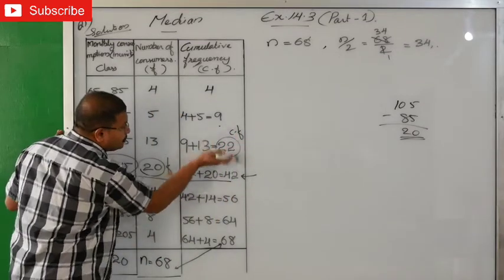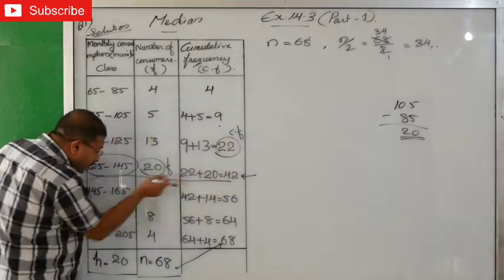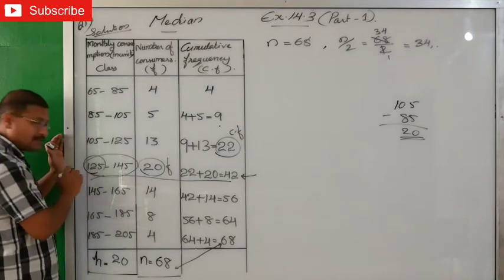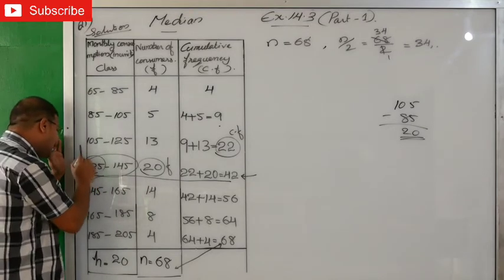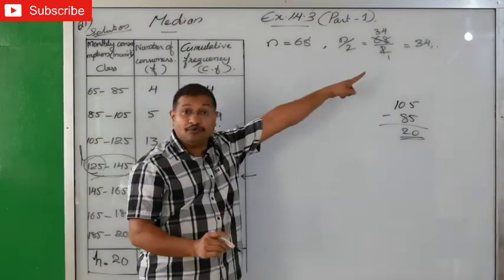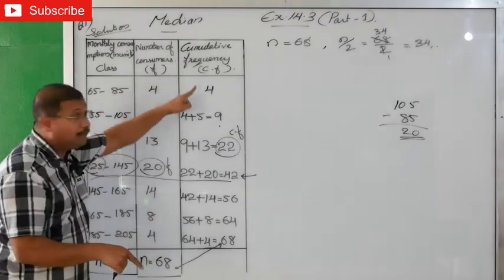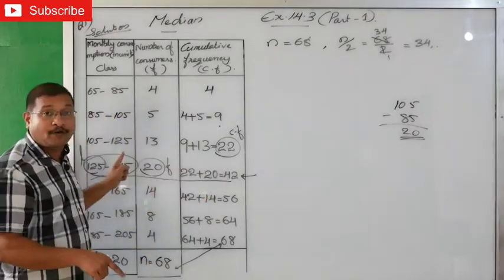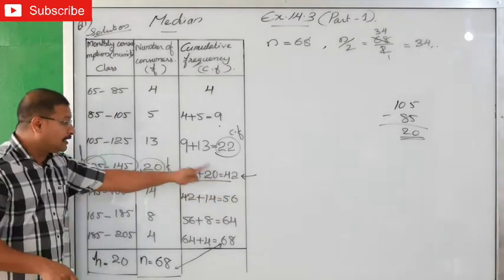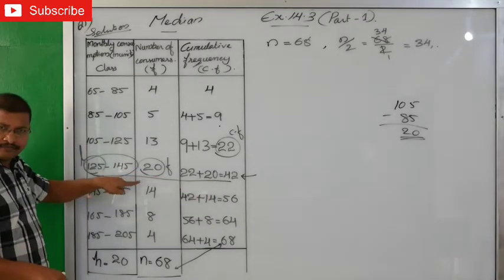See, this upside one, that is the preceding one, this will be CF, straight line, this will be frequency, and from this class, the lower limit will be taken as L. First we'll check n by 2, we got 34, isn't it? So that 34, we will see from which CF we can take 34 perfectly. While looking at 42, you can take 34 nicely from here. That means this line. Ready?